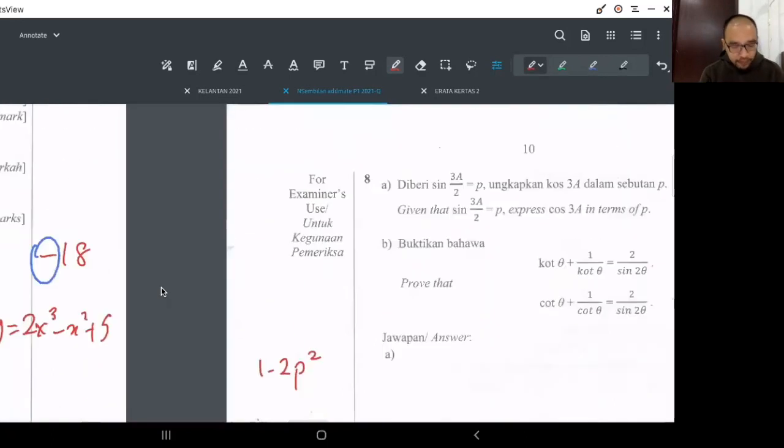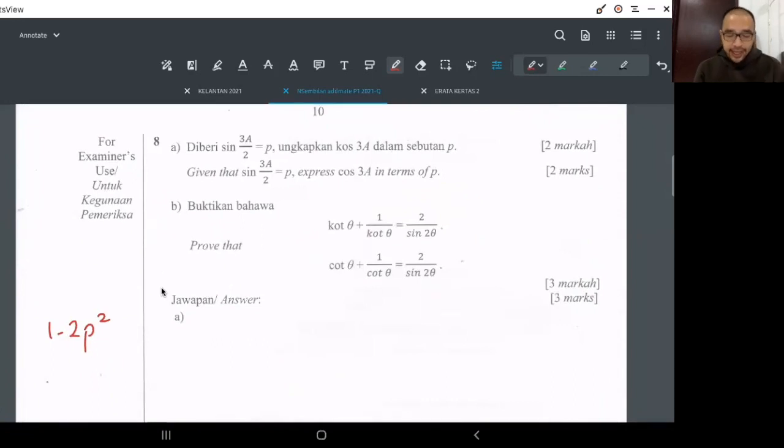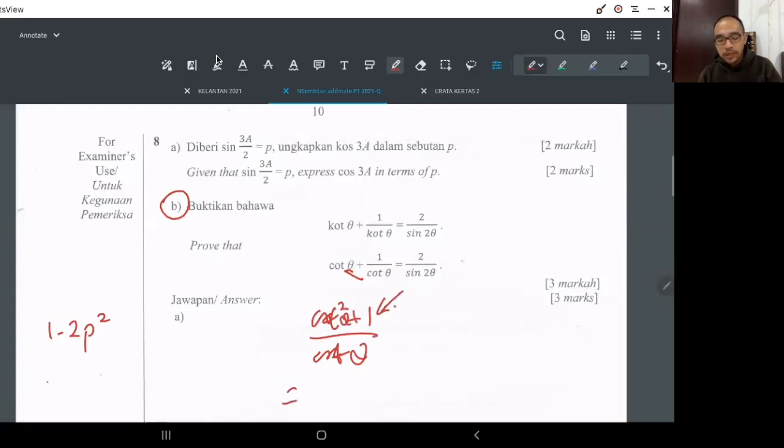Okay, number 8. You know I sigh very big on this number 8. The proving question is no problem. Let me tell you, the proving question is no problem. It can be proven. You just have to cross multiply: cotangent squared theta plus 1 over cotangent theta. And then after that you replace the cotangent squared, then you should be able to get this. That one is no problem.